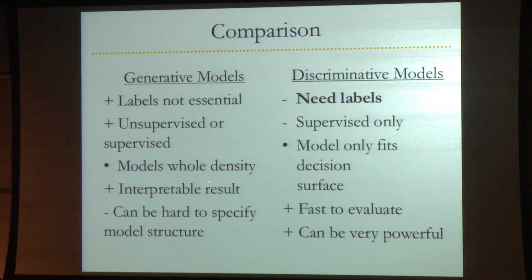You are modeling the whole density, which I think, if you want to explain your data, is philosophically what you should be doing. Whereas, just to be clear, in discriminative modeling you're not really explaining all the data you observe. You're only looking at the ones that are going to affect your decision surface, which is maybe a very small subset of your data. And the plus point is that often you do get some interpretable result out of your generative model. But the difficulty is you must be able to specify the model structure.